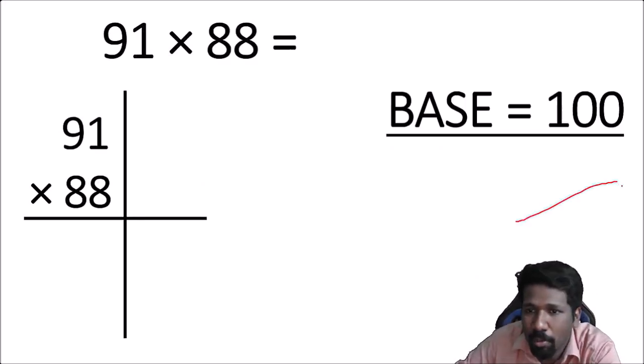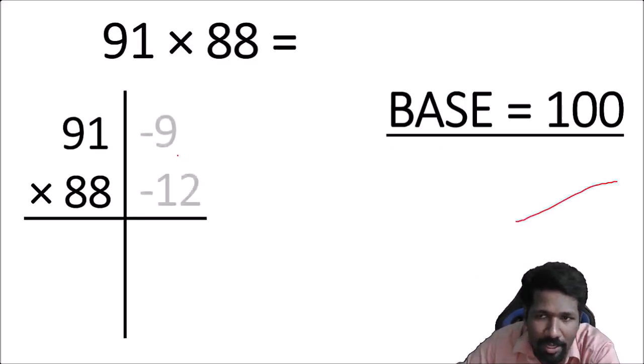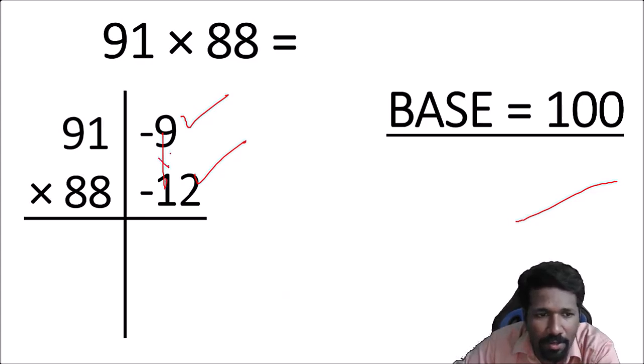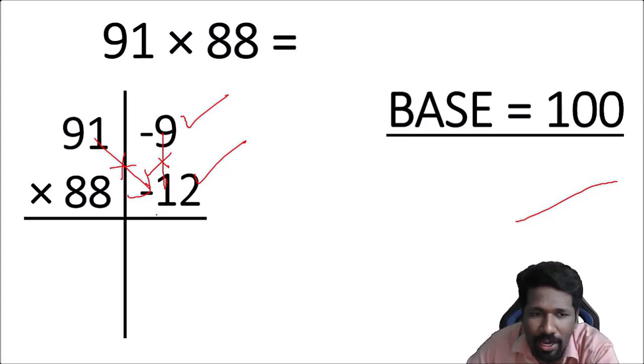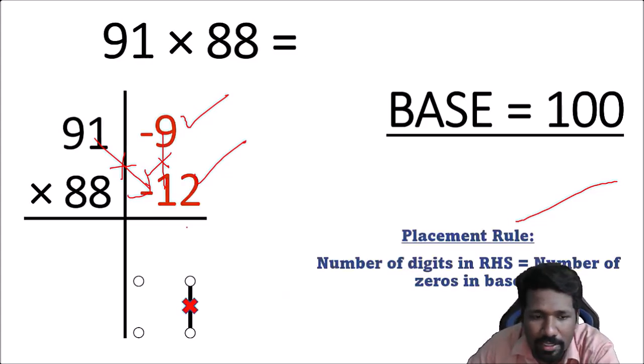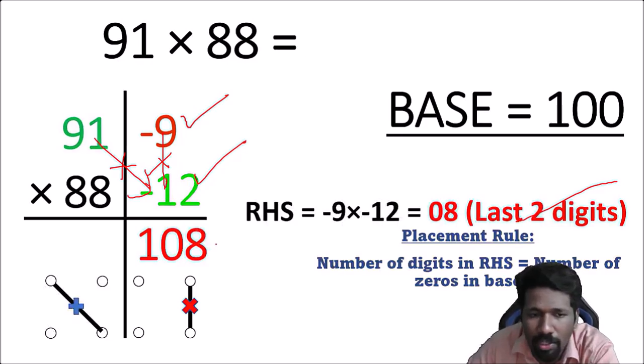91 and 88 are both near to 100, so 100 is the base. 91 minus 100 is minus 9, 88 minus 100 is minus 12. So what did I tell? Vertical multiplication, crosswise addition. 9 and 12. 9 into 10 is 90, then 99, then 108. So 108 is going to be the product.